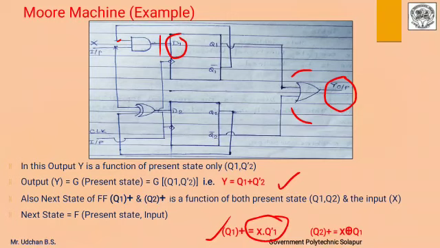Again q2 plus is nothing but d2, having the output of this XOR gate as input. The XOR gate has two inputs, x and q2. So q2 plus can be written as x XOR q1. So this is the example of a Moore machine.